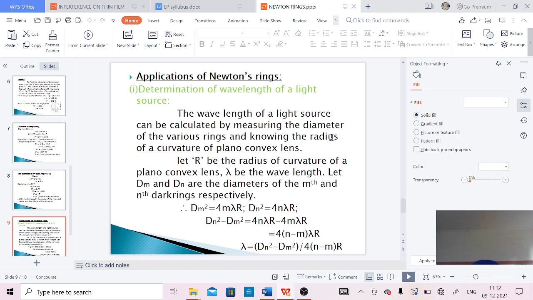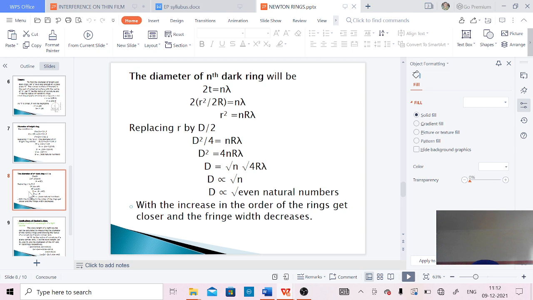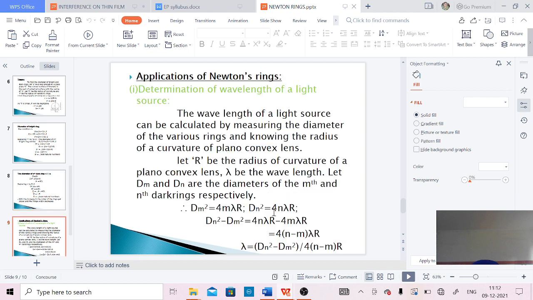Lambda is the wavelength. Now, what are the diameters of the mth and nth dark rings respectively? We consider dm as the diameter of the mth dark ring and dn as the nth dark ring. Using the previous dark ring equation, dm square equals 4m lambda r, and dn square equals 4n lambda r. So dn square minus dm square equals, and from this we can get lambda.